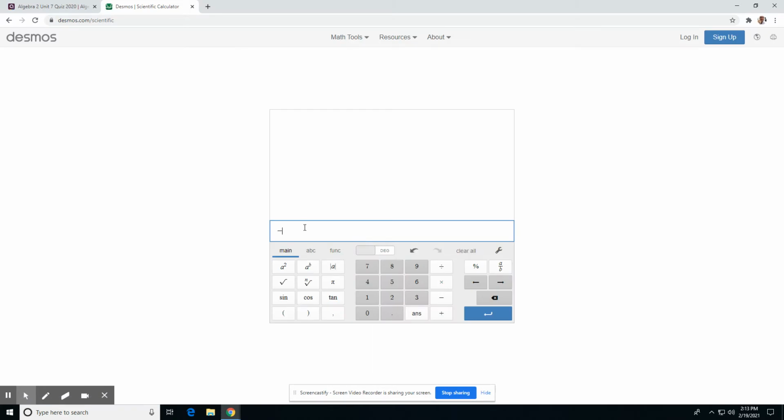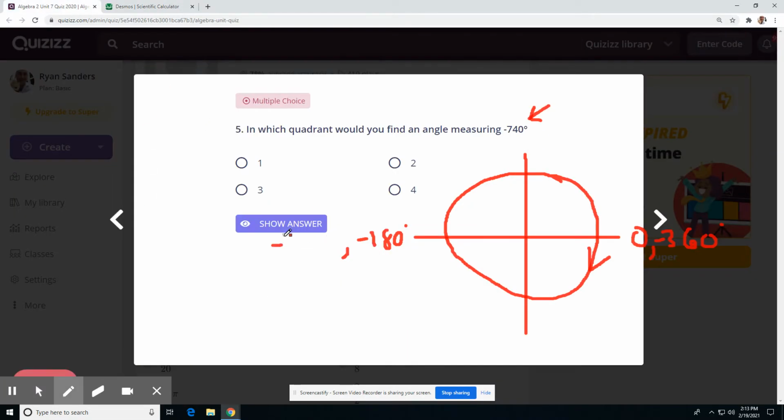So if you have negative 180, you go around the circle again. So you're going to add negative 360 to it. Okay, so negative 540 is the number I was looking for. So each time we go around, we're adding 360 or we're subtracting 360.